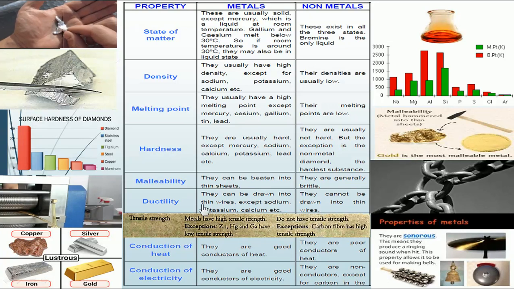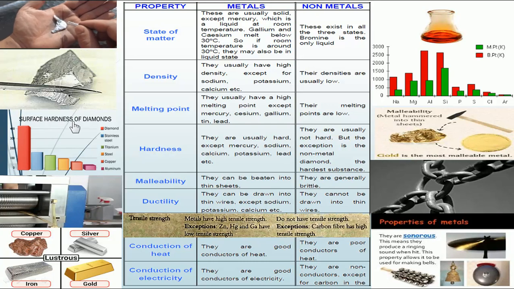wires. Exceptions like sodium, potassium, calcium are less hard, very soft, and have a very low density, so they break when drawn into wires. So drawn into wires, this property we call ductility of metal. Usually the metals can be drawn into thin wires, so metals are ductile. What about non-metals? They are non-ductile, so they cannot be drawn into thin wires.